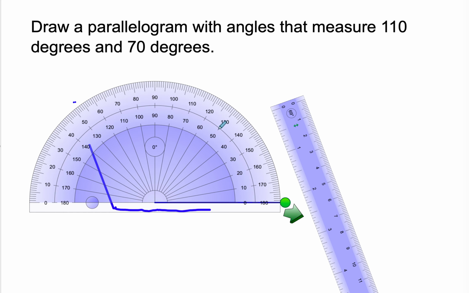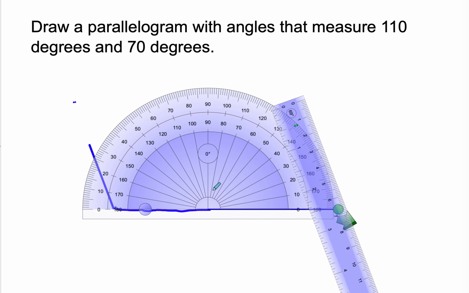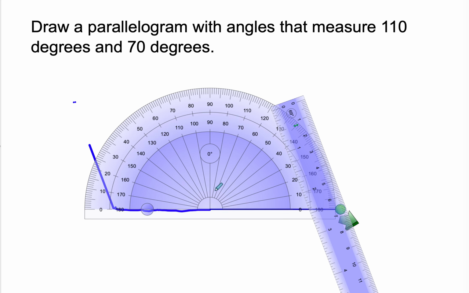All right. So now I'm going to go to this end. You're going to put your line on the line. You're going to put your center point on the center point. This time I'm doing 70 degrees. My line is going to the left. On the left, the zero's on the top side. So use the top set of numbers.